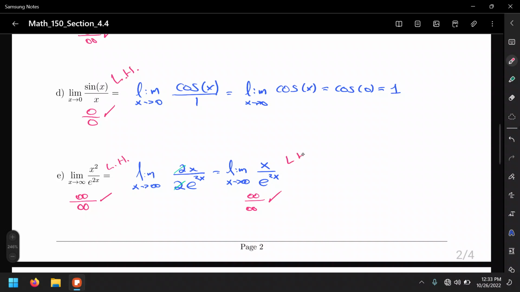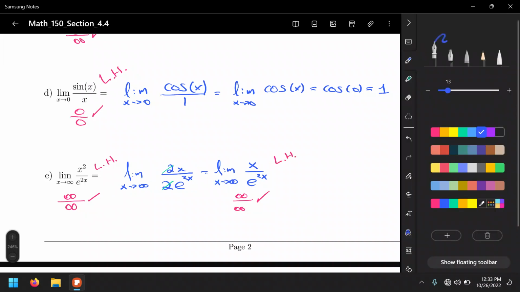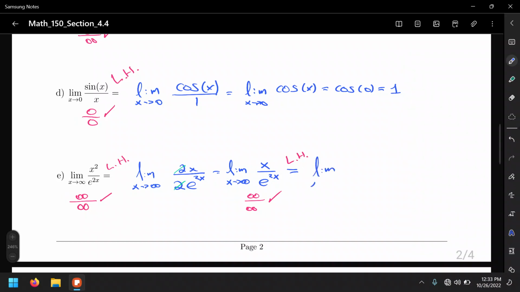So let's use LH to denote that we are using L'Hopital's rule a second time. So that is limit x approaches infinity, and that's the derivative of x, which is 1, over the derivative of e to the 2x, that's 2e to the 2x. And in this case, by direct substitution, what are we going to get? 2 times infinity, which is infinity, e to the infinity, still infinity, times 2, infinity. What's 1 over infinity? 0. Final answer. All right.